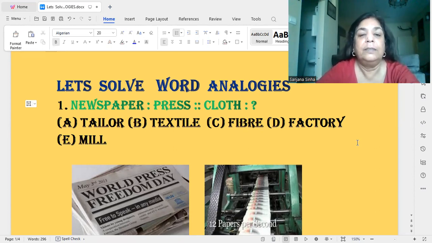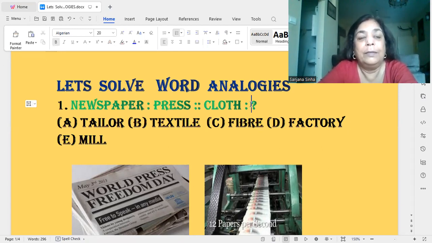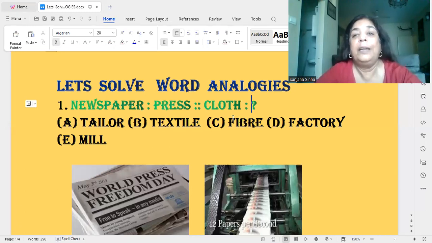So the first question in front of you is newspaper, press, cloth. What is the next word? To find the answer, you have to go back to the first word pair and see the connection between the word pair. Newspaper and press: the newspaper is prepared in a press. It is printed in a press. So what about the cloth?